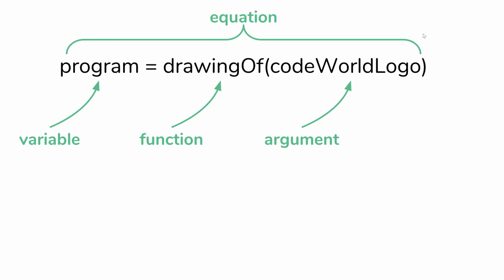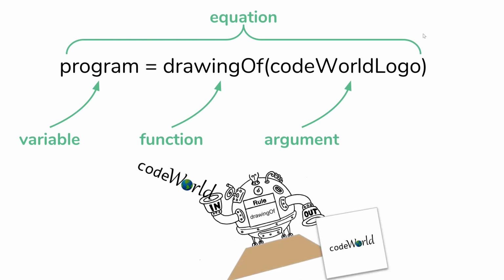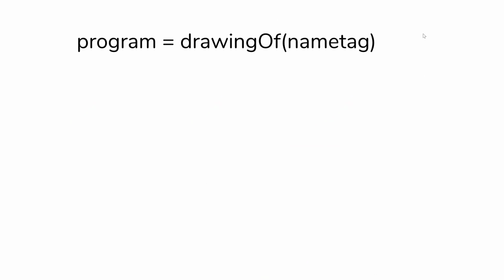Another way to think about a function is that it's like a machine. You put in the details about what you'd like, and you get out the finished product. In this case, the input to this machine drawing of is a picture, the CodeWorld logo. What comes out is the computer program that shows you a drawing of that logo. But if the only thing CodeWorld could do is draw its own logo, it would be pretty boring. So now it's time to write your own code and create a program of your own design. Today, your program will be a drawing of a name tag that you designed to represent you.